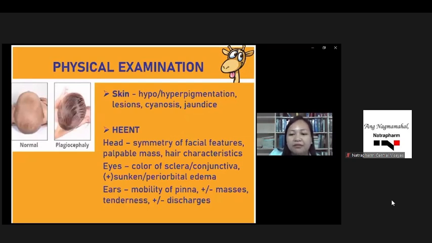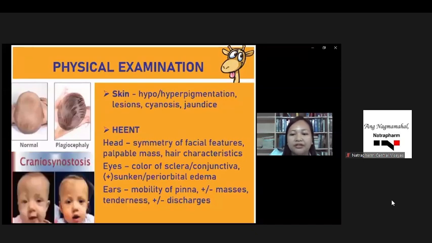In assessing head symmetry, the head should be examined from various perspectives. For instance, plagiocephaly, as described in this picture, is characterized by flattening of the occipital skull, while craniosynostosis refers to the premature fusion of one or more of the sutures of the cranial bones and should be considered in any neonate with an asymmetric cranium. Abnormalities in the hair may be associated with systemic disease or abnormality, for instance, dry, coarse, and brittle hair may be associated with congenital hypothyroidism.